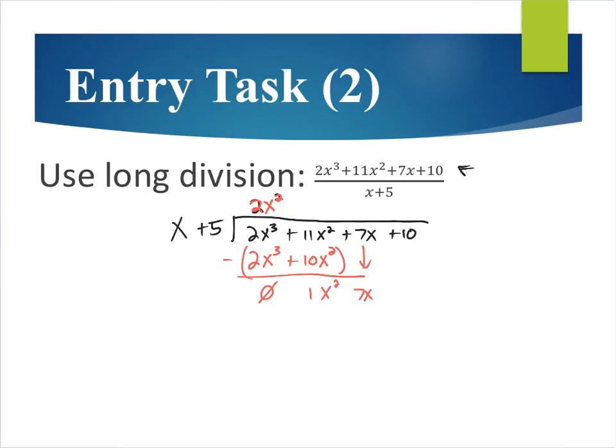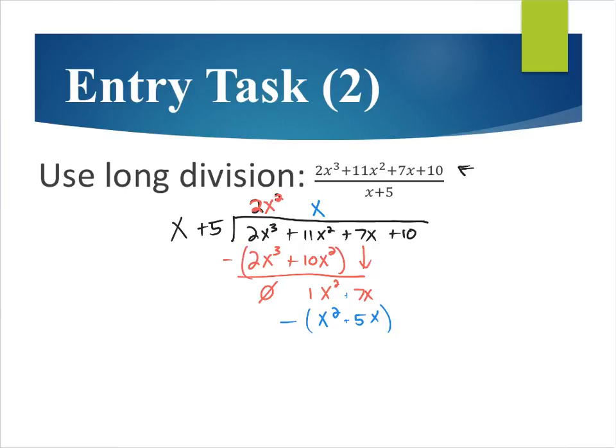I'm going to change colors. I think, what times x is x squared? That's got to be x. So x times x is x squared. x times 5 is 5x. It's a positive 5x. It's a positive 7x. I forgot to write that.